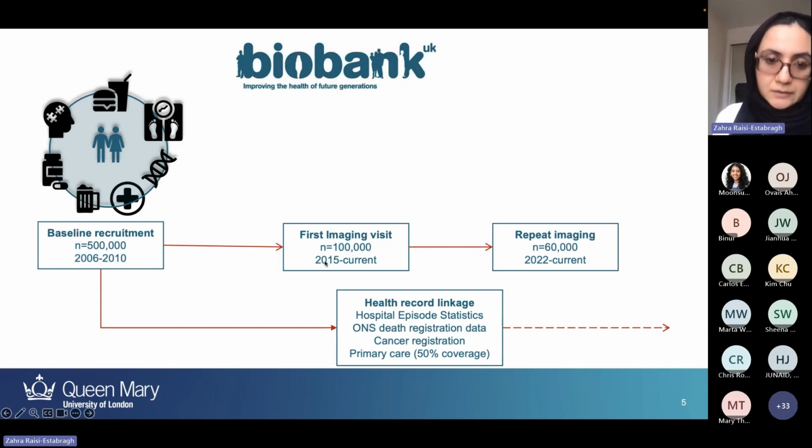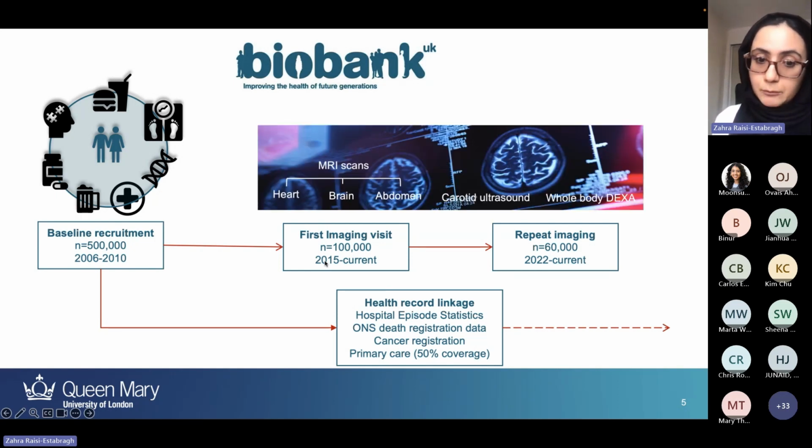In 2015, the UK Biobank Imaging Study was launched, and this includes multi-organ imaging for 100,000 of the original participants. The imaging protocol includes imaging of the heart, brain, abdomen, carotid ultrasound, and whole body bone densitometry. In 2022, the UK Biobank Repeat Imaging was launched, and the idea here is that a subset of the individuals who completed the first imaging visit will have repeat imaging.